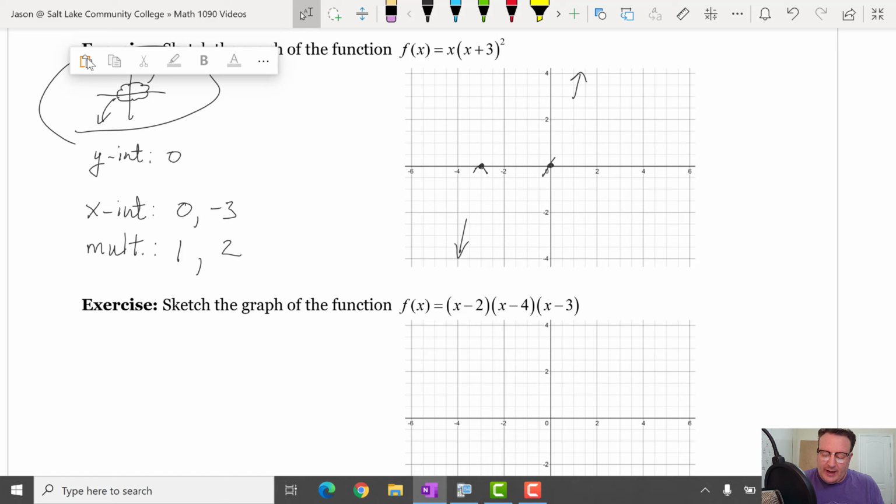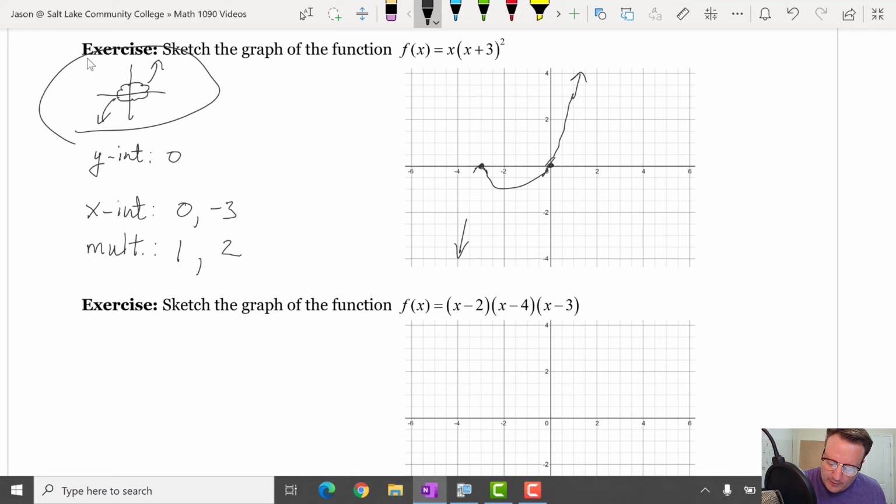And now I connect everything up with a smooth line. I want to connect this up, I want to connect this up, and then I want to connect that. Okay, now not a great nice smooth graph, but qualitatively it's correct. It gives us the rough behavior, the qualitative behavior of the function.